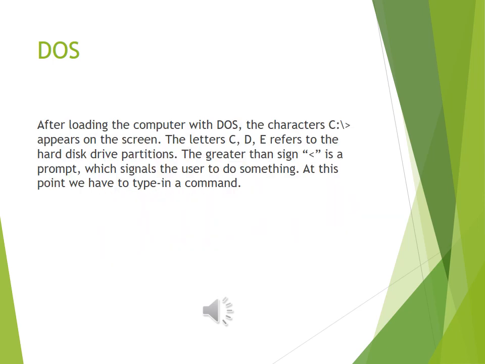After loading the computer with disk operating system, the characters which you can see right now on your screen appear on the screen. The letters C, D, E refer to the hard disk drive partitions, which is up to you. The greater than sign is a prompt which signals the user to do something. At this point, we have to type in a command.